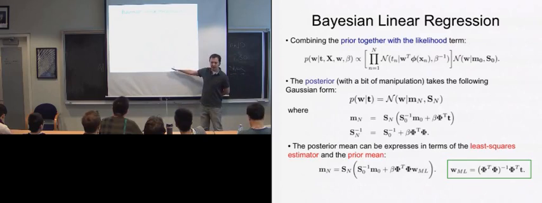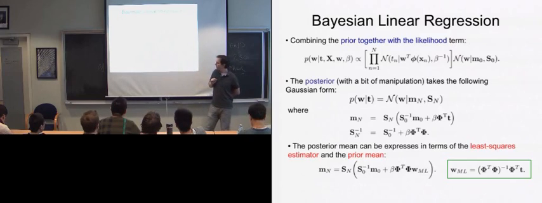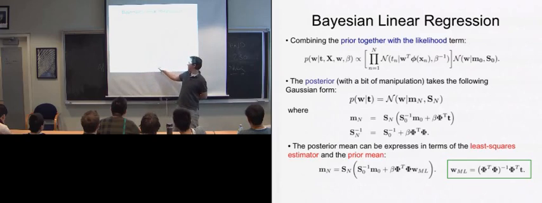Remember our maximum likelihood estimator. We were trying to solve this problem using least squares or using maximum likelihood estimation. That would be our maximum likelihood estimator. If you look at the posterior mean, I can write it in terms of the prior mean and the maximum likelihood estimate, weighted by the prior precision as well as the noise precision.